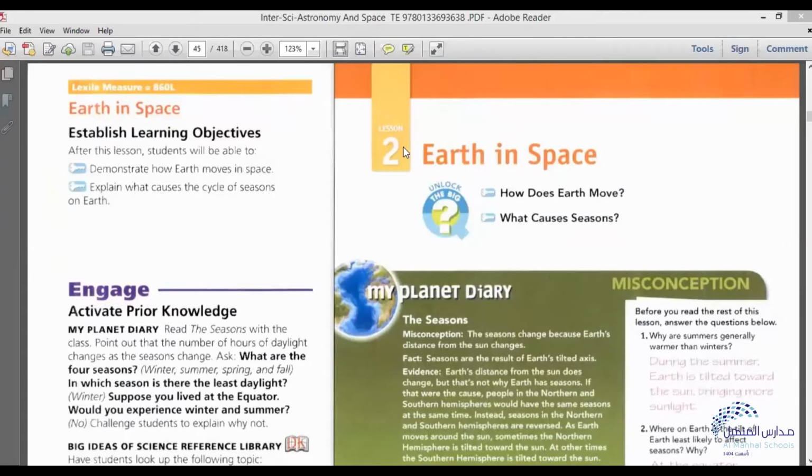Today we are going to continue our lesson 2, page 10, Earth in Space. What are we going to learn in this lesson? In this lesson, we are going to learn much about the movement of Earth. Actually, Earth moves in two ways.